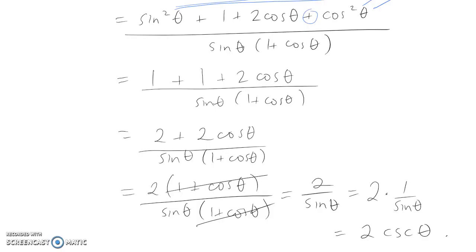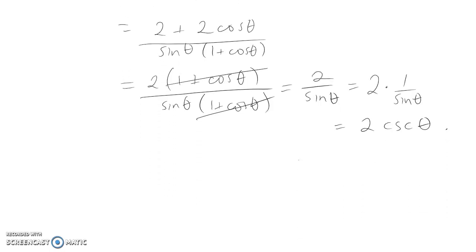Factored out 1 plus cosine theta in the top, canceled it with the bottom, replaced 1 over sine theta with cosecant theta, and that's what we were trying to do. All right. So the biggest question that I get when I teach this is, how do I know what to do from one side to the other, to get to the other? Well, there's a few things you can do. Here are some hints, things to try, yeah?